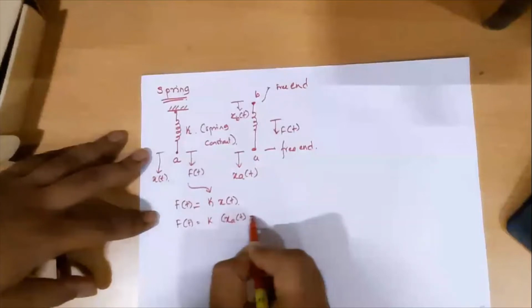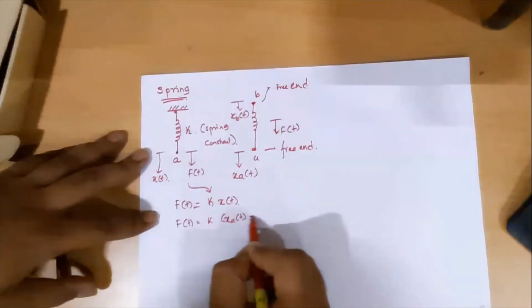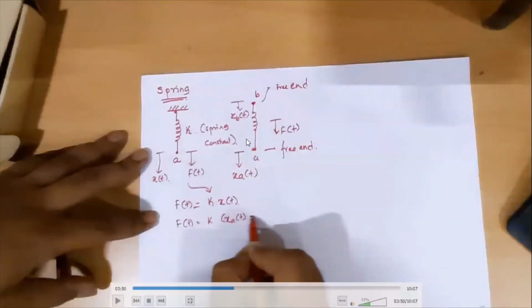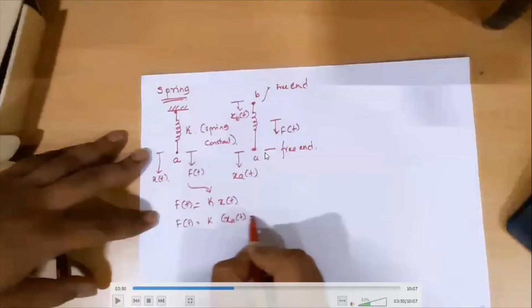So since we have two displacements, how can we represent this in a mathematical equation? We already know f is equal to k into x of t for the first diagram. But for the second diagram, my question is, do we need to add the displacements at both ends, or do we need to subtract, or take the difference? What do you say? Think for a minute and tell me.